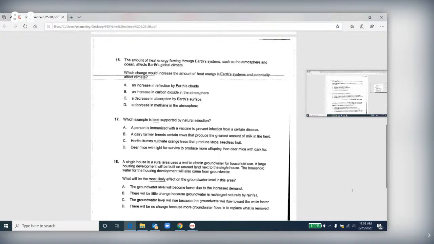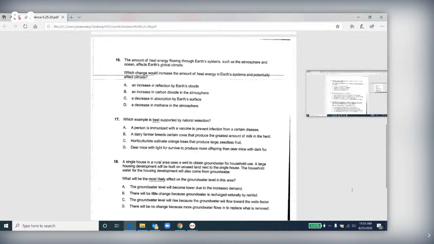Which example is best supported by natural selection? And this is kind of like survival of the fittest. A, a person is immunized with a vaccine to prevent infection from a certain disease. That's not really natural, because usually these vaccines are made in a lab with chemicals. That wouldn't really be natural. B, a dairy farmer breeds certain cows to produce the greatest amount of milk in the herd. Maybe, we're going to say maybe B.